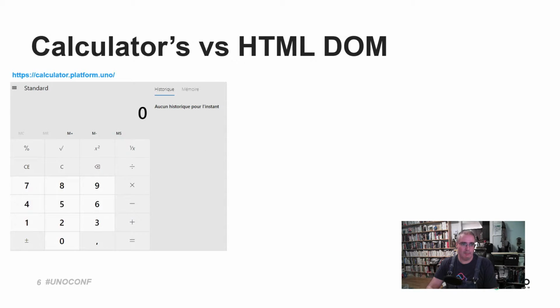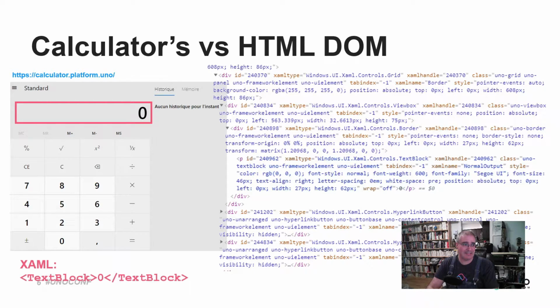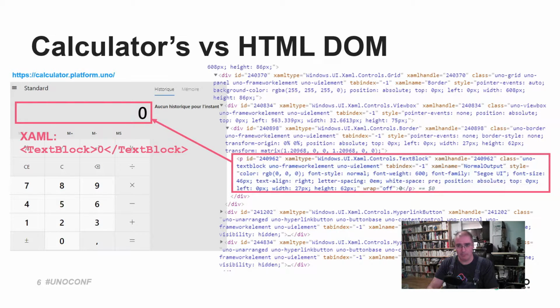That application and other applications made using Uno WebAssembly are using the HTML DOM to render themselves. That means if you press F12 on your browser, you will get something like that. If you take, for example, the result pane of the calculator, it's basically a text block in the managed code and in the XAML. And this text block gets translated into a P HTML element in the DOM.